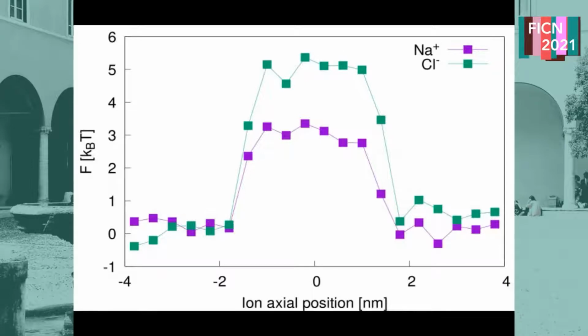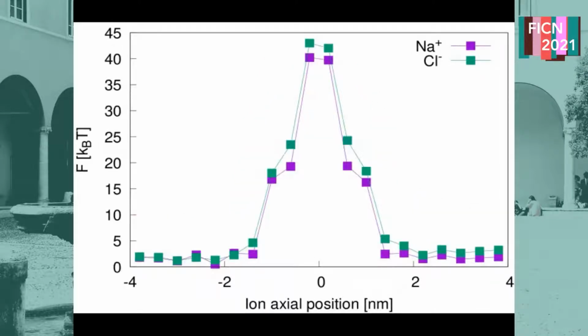When the pore is wet, there is a barrier for the ion entering the pore, which is around 3 kBT for sodium and 5 kBT for chloride. This means that our pore, even if not charged, is selective for sodium with respect to chloride. The situation is very different when we evaluate the free energy for the ion translocation in the dry state. In this case, we have barriers around 43 kBT. This is expected because permeation in the pore, when it is dry, would mean that the ion has to lose at least part of its solvation shell, which is a very unfavorable condition.